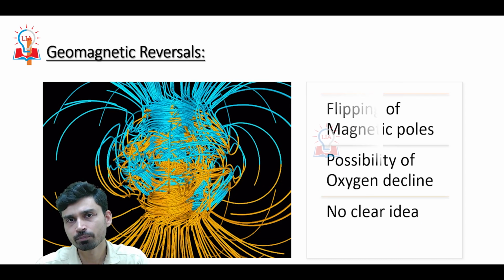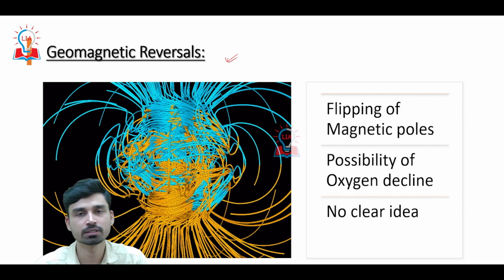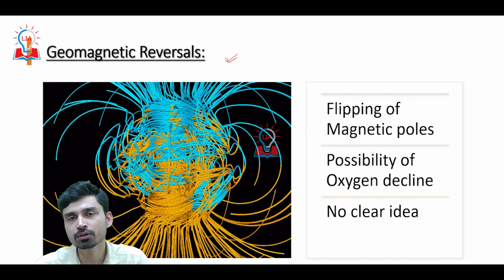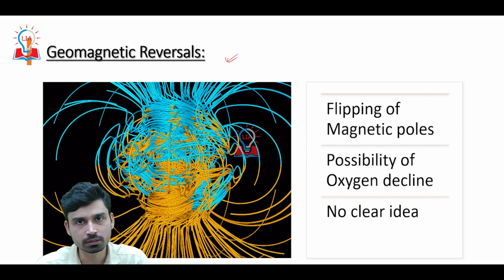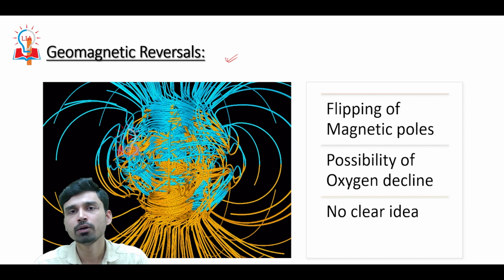The second threat that we can experience is because of geomagnetic reversals. Now, geomagnetic reversal refers to the reversal of the magnetic polarity of the Earth, because inside the Earth we have a huge amount of metallic elements which are continuously rotating, and due to the rotation of these metallic elements such as iron, nickel, we create a magnetic field around the Earth.